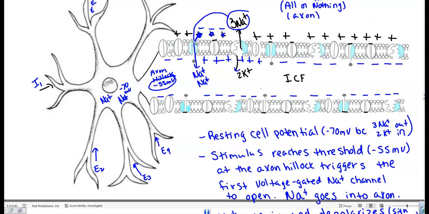All right, so this was depolarization. We're going to see what happens as this thing starts to become more and more positive. We're about to see another gate open. So see you on the repolarization video.